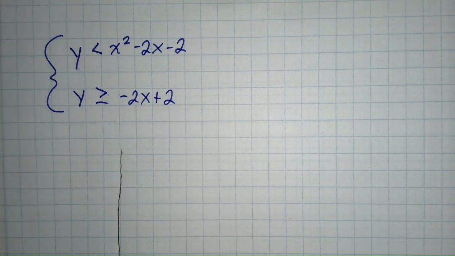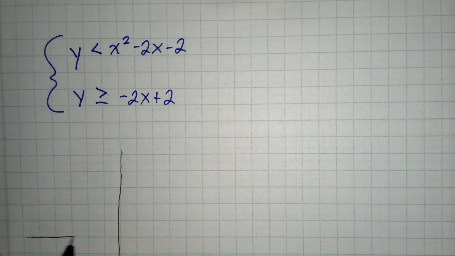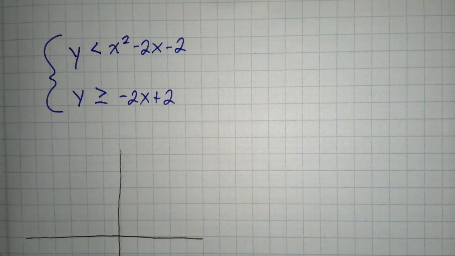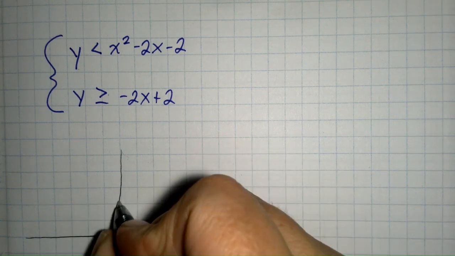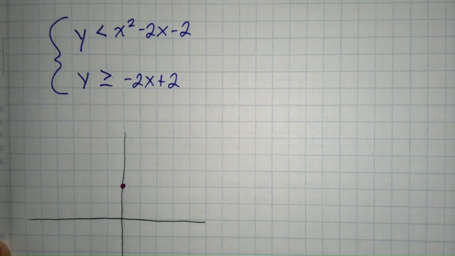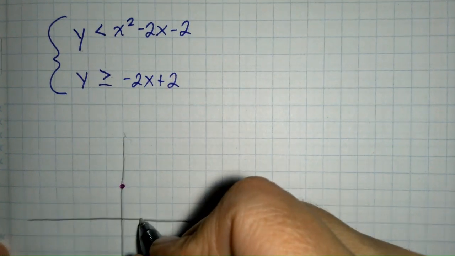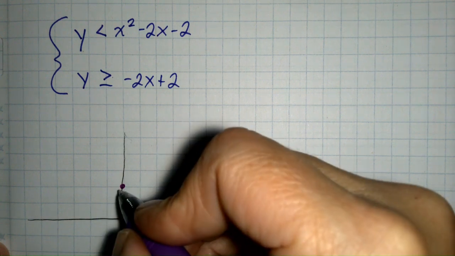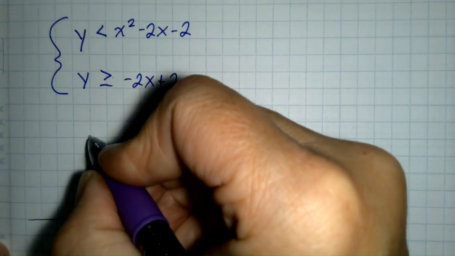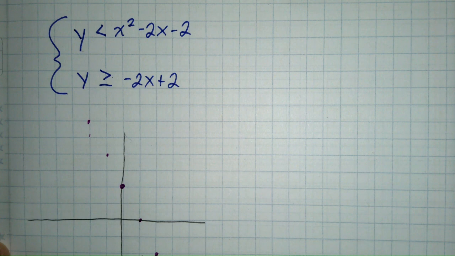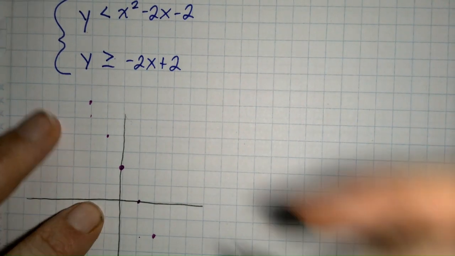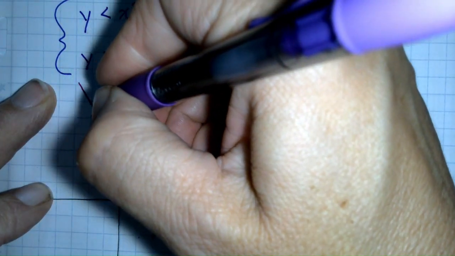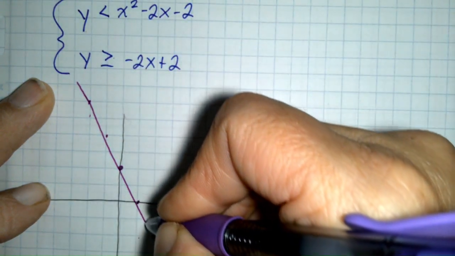So it is already written in slope-intercept form. So we're going to go ahead, and the y-intercept is +2. And the slope is -2. So we've got down 2, over 1, down 2, over 1, down 2, over 1. Reverse it. And because it's underlined, it'll be solid. So there's that solid line.